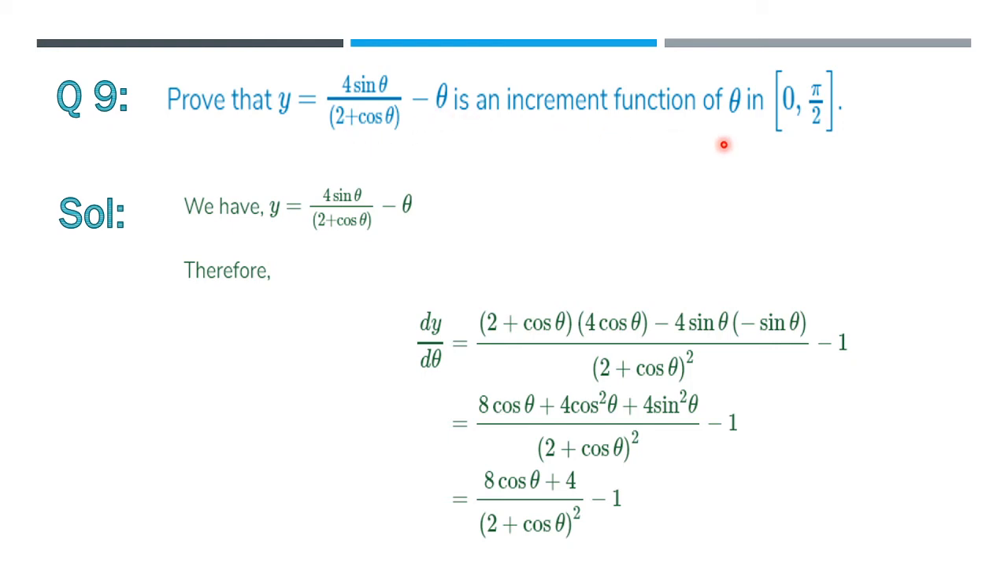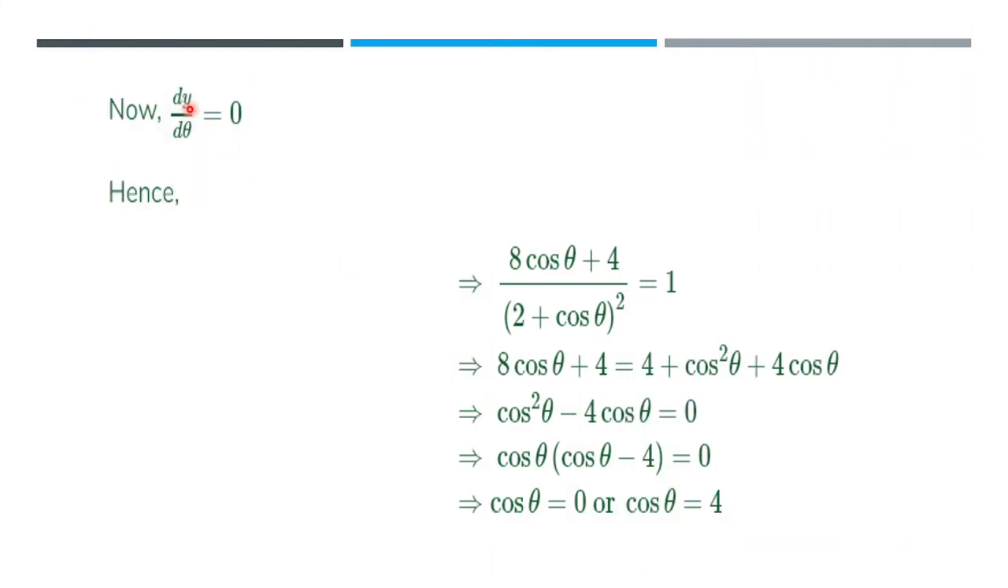Question number 9, y is equal to 4 sine theta upon 2 plus cos theta minus theta is an increasing function. It means we have to show it is an increasing function in this interval. First of all, dy by d theta, everybody knows how to find. Now dy by d theta equal to 0, we are finding the critical points. Cos theta is equal to 0 or cos theta equal to 4.